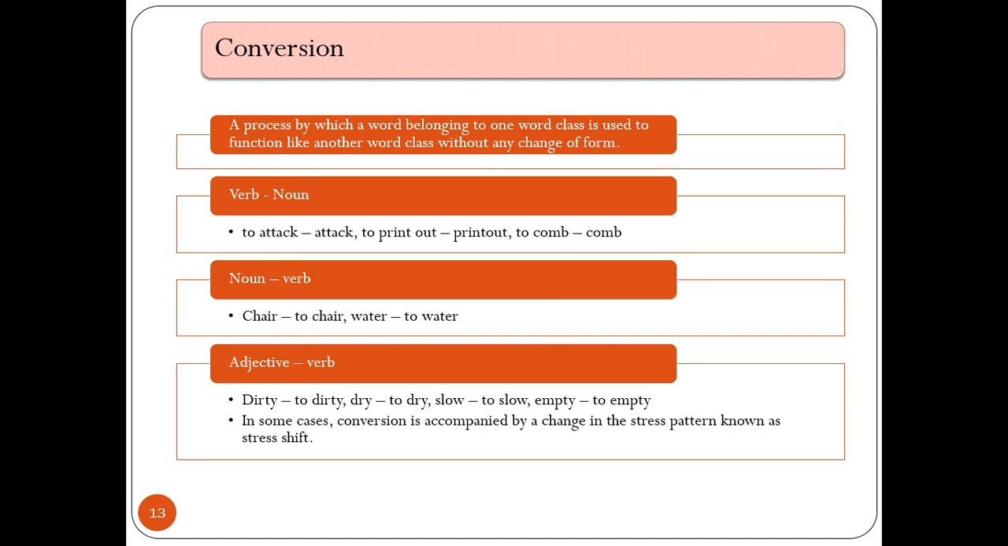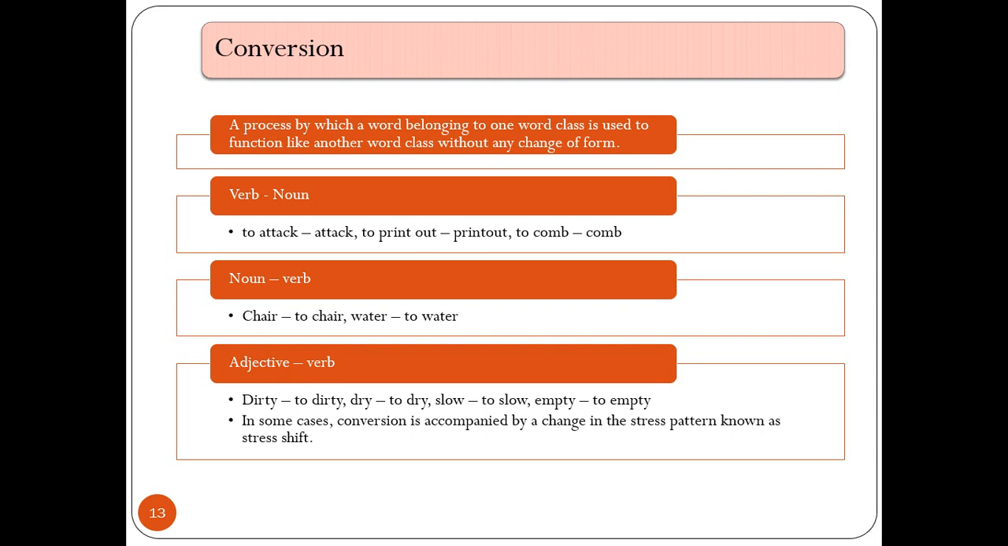Sometimes stress could also play some role here, but that's not very common. We do not see any stress change here, otherwise it would have been something different. So from noun to verb you have chair to chair, water to water. From adjective to verb you have dirty to dirty, dry to dry, and slow to slow. The important point here is that in some cases conversion is accompanied by a change in the stress pattern known as stress shift. In some of the cases, not all of the cases.